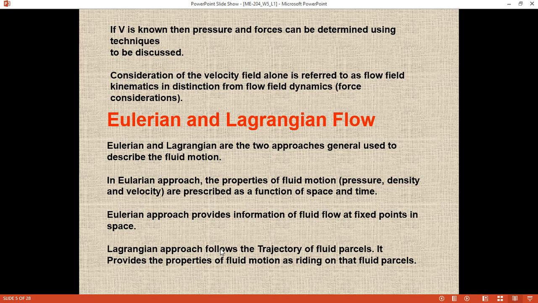The Lagrangian approach follows the trajectory of fluid particles. It provides the properties of fluid motion as if riding on the fluid particles. So you can understand the difference now. For the Eulerian approach, we observe the flow and fluid properties at fixed points in space. In the Lagrangian approach, we follow the trajectory of the fluid particle, and it provides the properties of fluid motion as riding on that fluid particle.